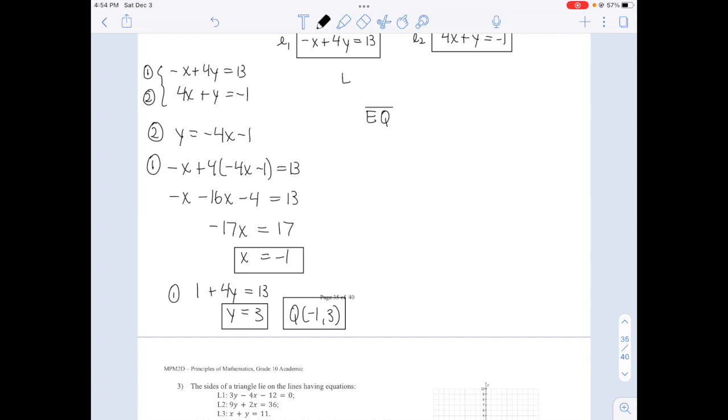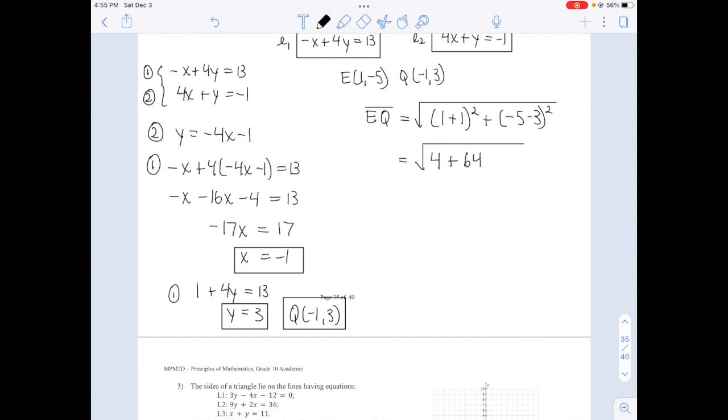Okay, and we said that E is (1, -5), and we just found that Q is (-1, 3). Let's find the distance between these 2 points. So I have 1 subtract -1, which gives me 1 plus 1 squared, plus -5 minus 3 squared. And this becomes 4. 2 squared is 4, and -8 squared is 64. I get the square root of 68.